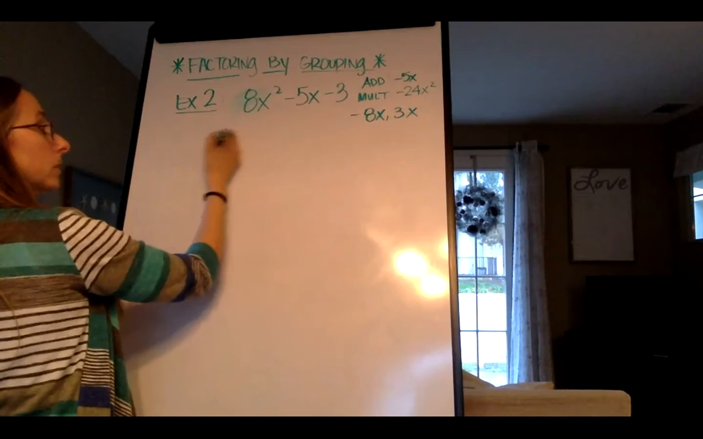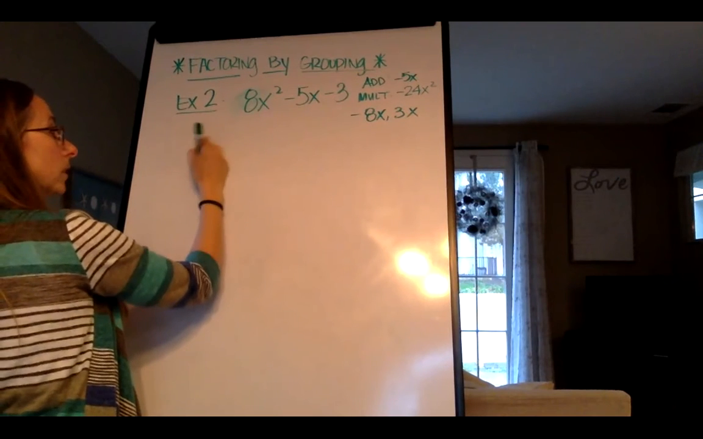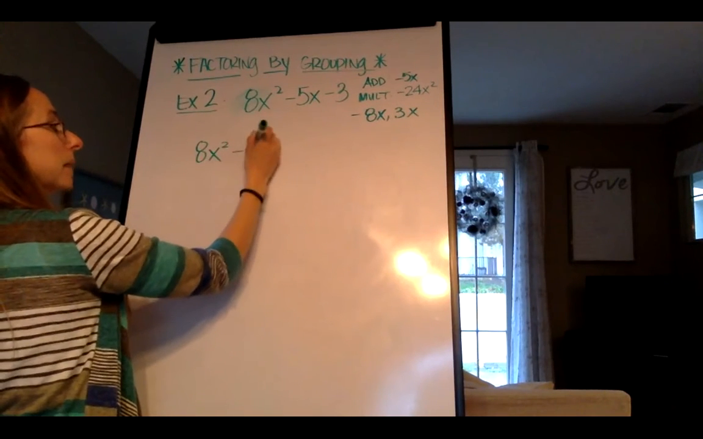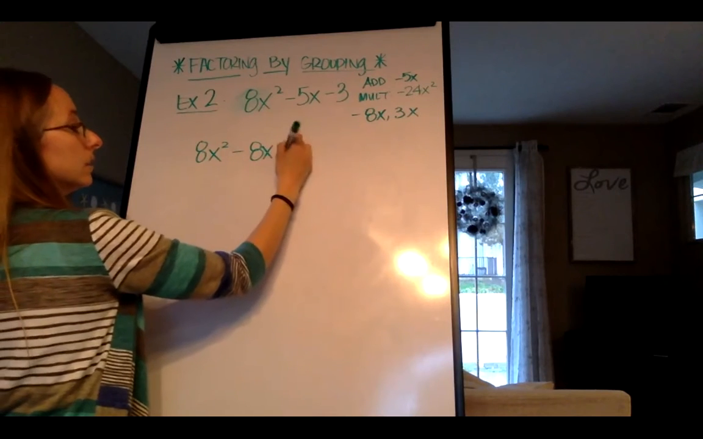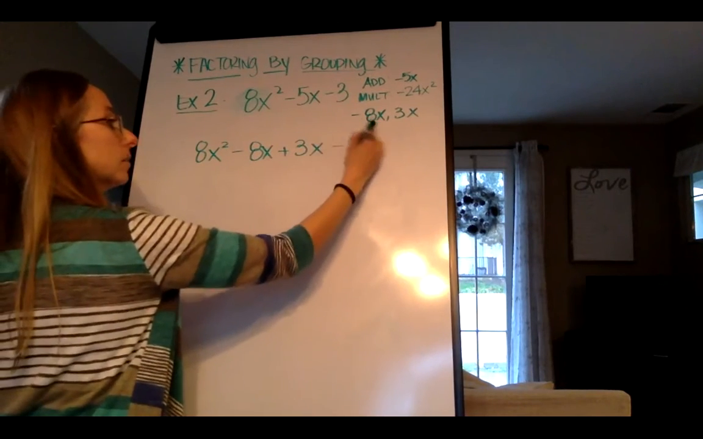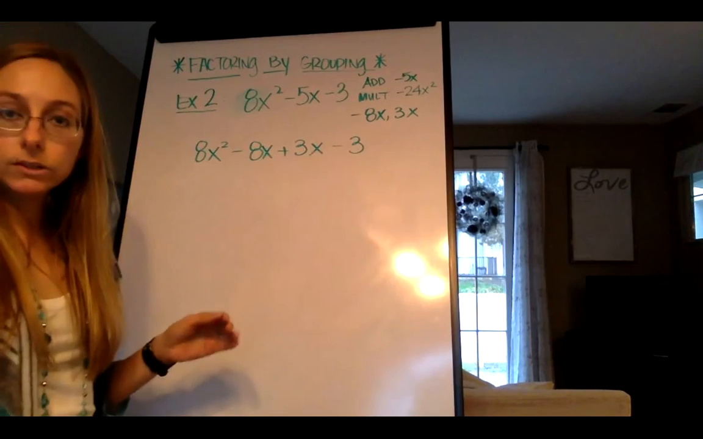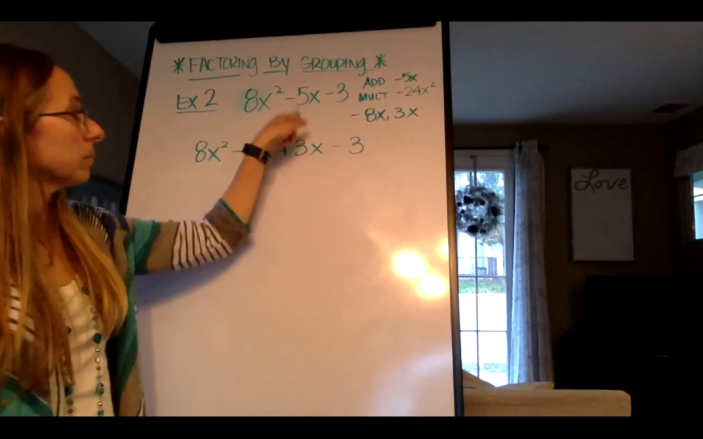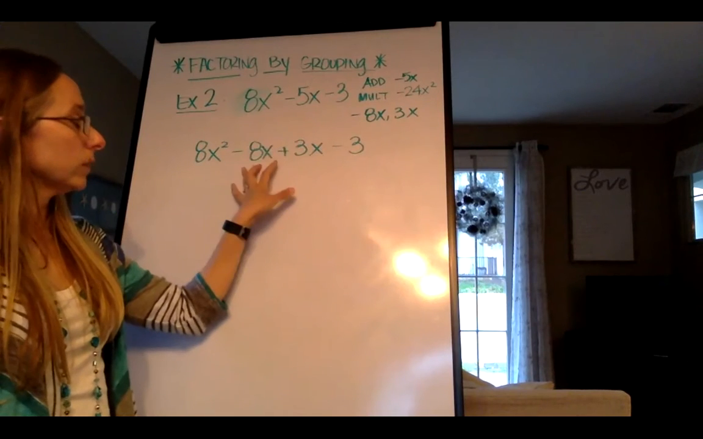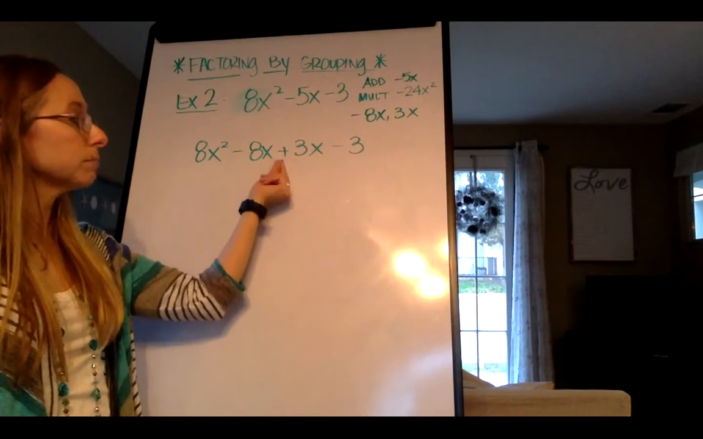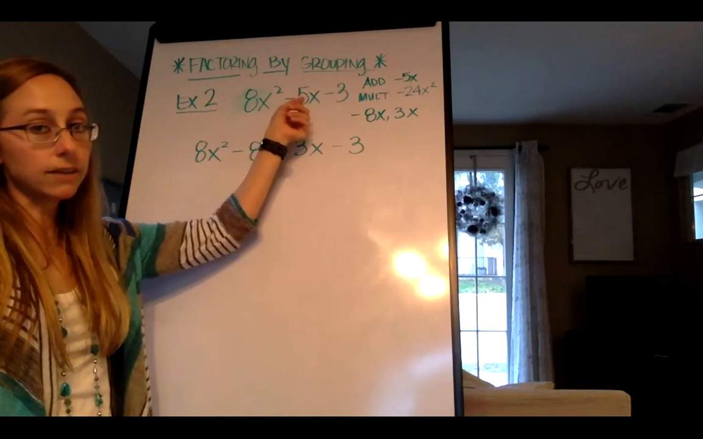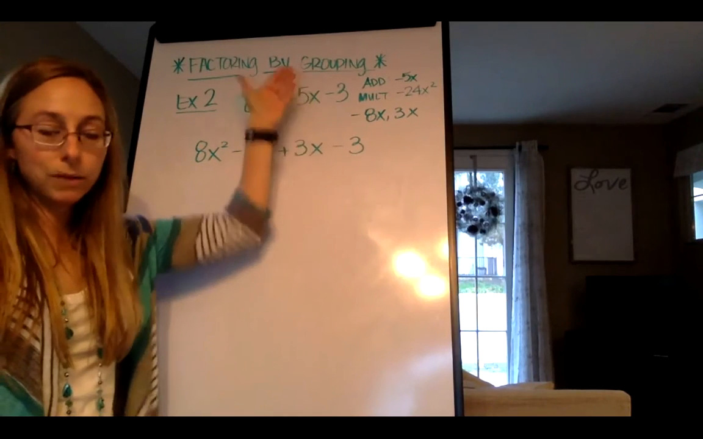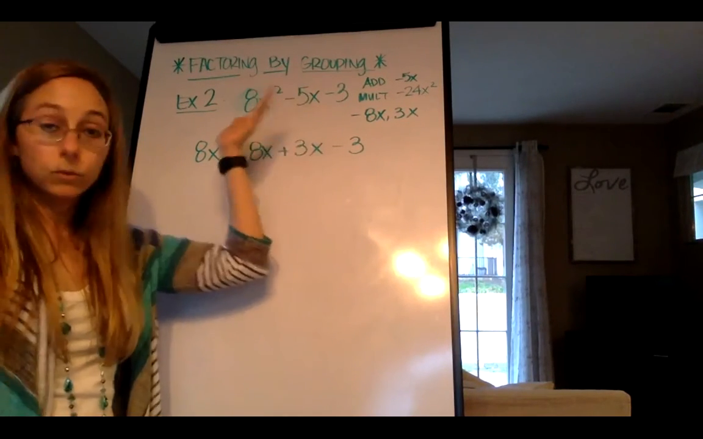So now we're going to rewrite our trinomial as 8x squared minus 8x plus 3x minus 3. So what did we do? Again, we just took our two terms that we found, replaced the negative 5x with negative 8x plus 3x. Because once we combine them, it gives us negative 5x. But we don't want to go backwards, right? We don't want to go back to where we came from because we're trying to factor.